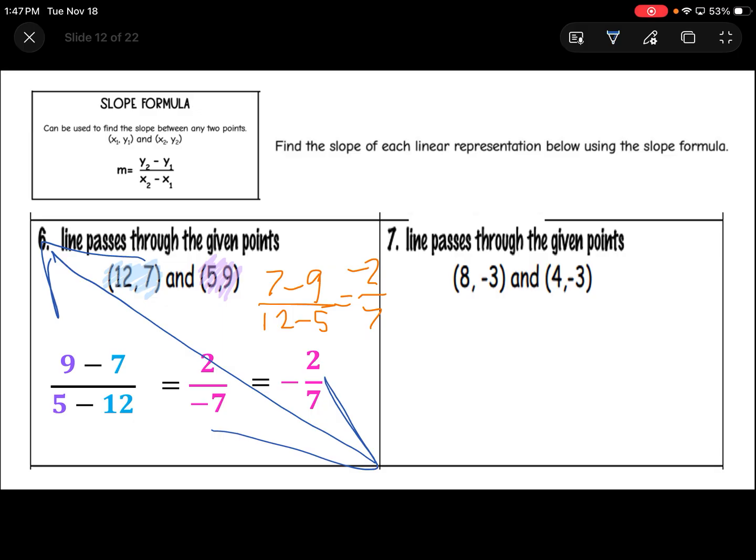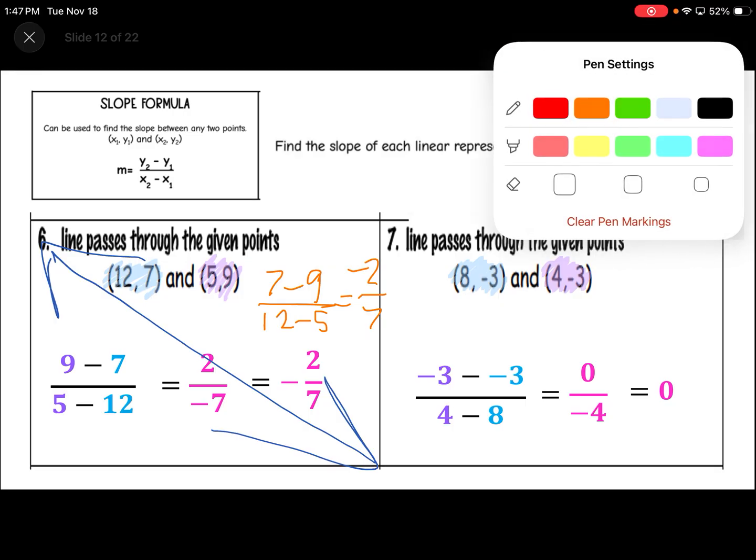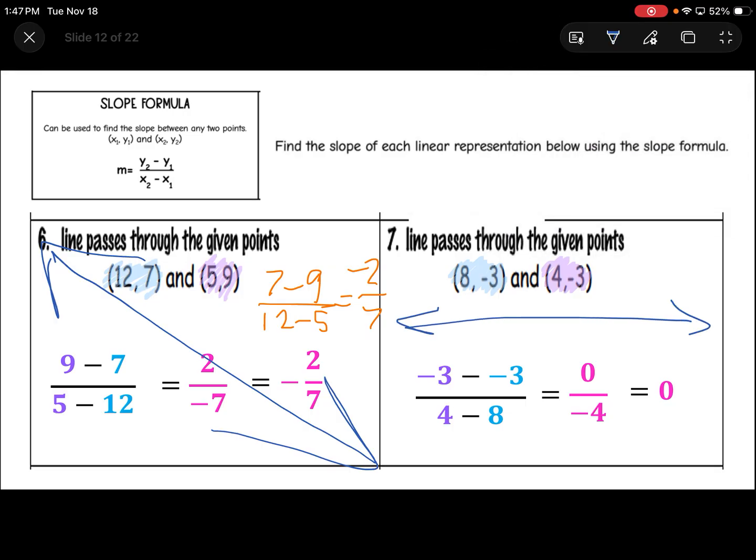Let's look at number 7. Number 7 says a line passes through the given points: 8, -3, and 4, -3. Hopefully you started this and said something like, I'm going to get -3 minus -3. What is that going to give me? 0. Do I care what it's over? No, this is clearly going to be a line that has a slope of 0. What is that going to look like? Horizontal. It's not going to look undefined. It's going to look horizontal. 0 in the numerator is 0. 0 in the denominator is undefined.